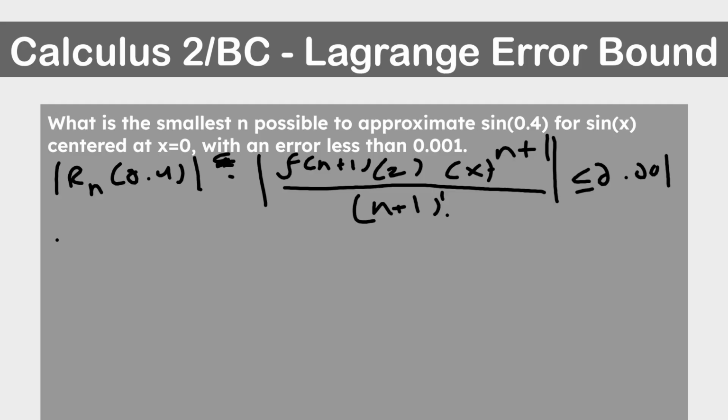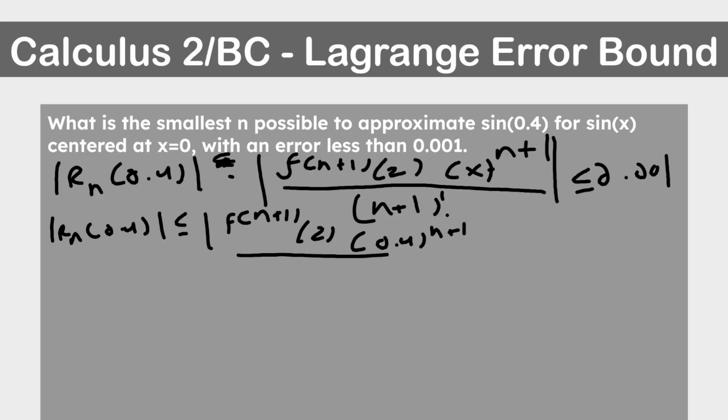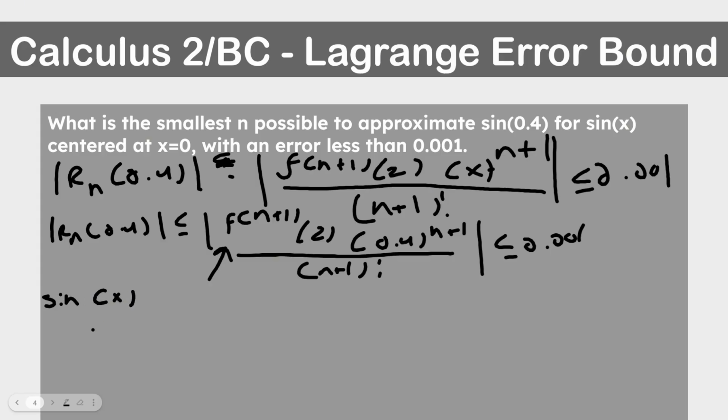So here we have R of n at 0.4 is less than or equal to, here we replace x with 0.4, n plus 1 over n plus 1 factorial. So now we must find the n plus first derivative at z. We have our original function of sine of x, and the derivative of sine of x is cosine x, the derivative of cosine x is negative sine x, and the derivative of negative sine x is negative cosine x, and so on. So it's just going to keep on alternating signs.